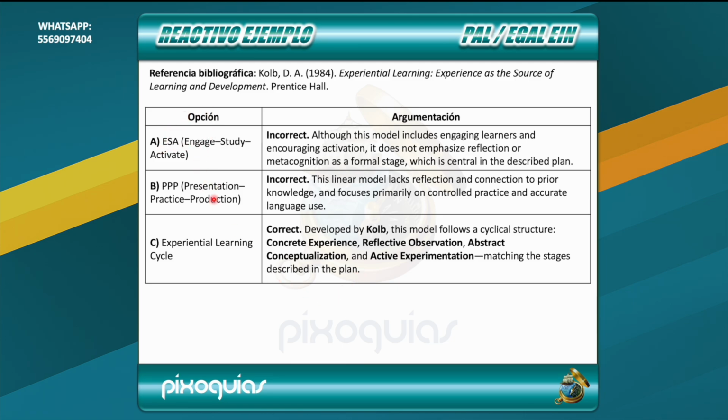While A and B are incorrect. ESA is incorrect because although this model includes engaging learners and encouraging activation, it does not emphasize reflection or metacognition as a formal stage, which is central in the described plan. While B, PPP, is incorrect because this linear model lacks reflection and connection to prior knowledge and focuses primarily on controlled practice and accurate language use.